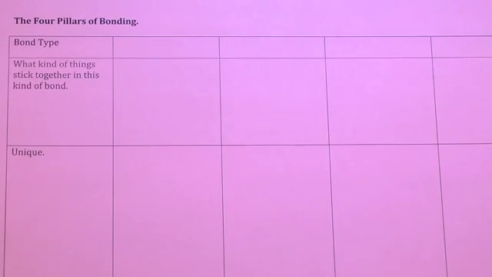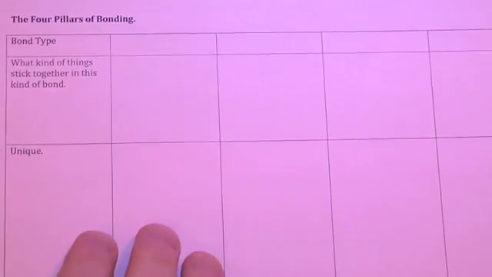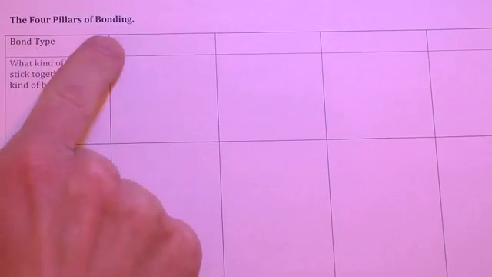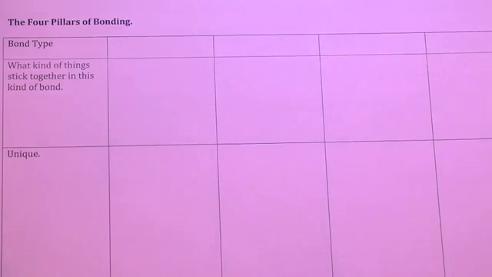So here we are, Chapter 8, Basic Concept of Chemical Bonding. Make sure that you've got this page out in front of you so you can take notes, where it says the 4 pillars of bonding. Write down all these notes on here, and then we'll do some sample problems as we go along. Make sure that you've got these in front of you with a pen or a pencil.